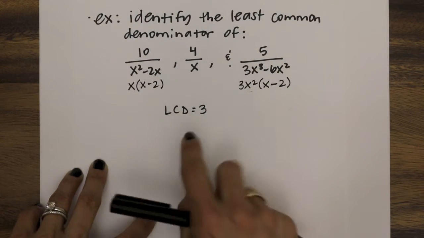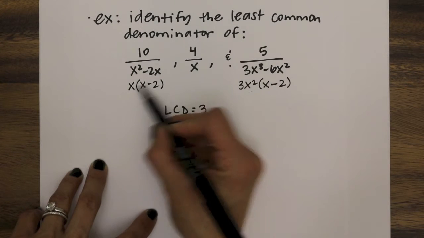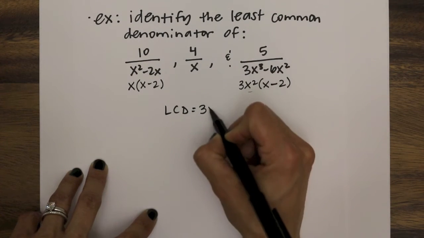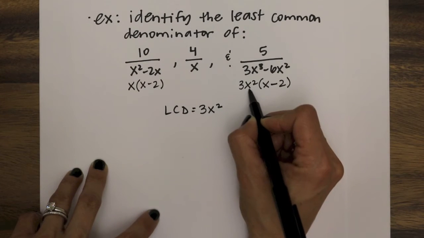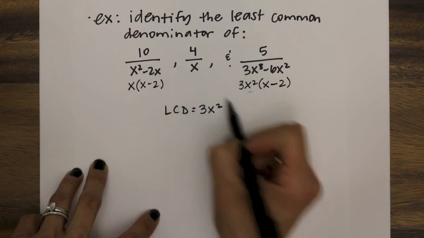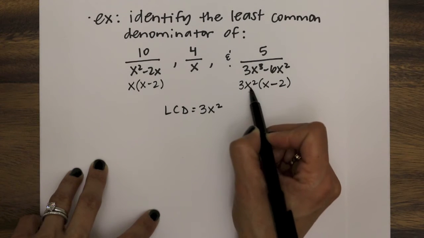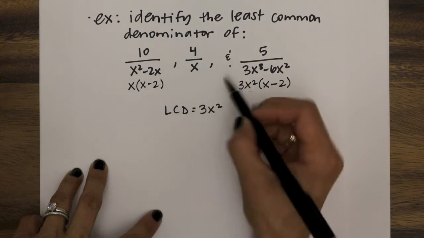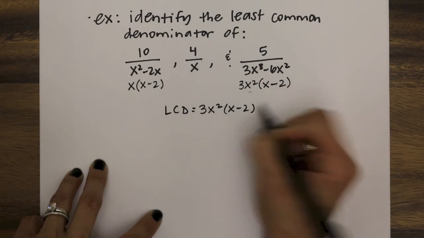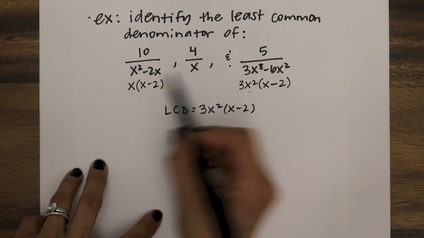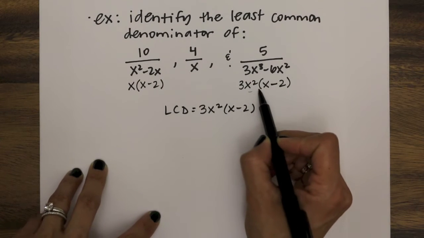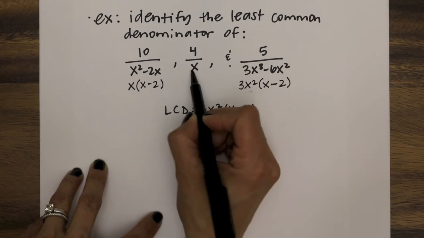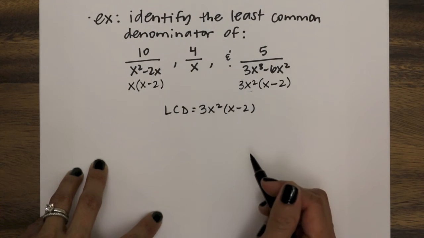So you're identifying what you need to include variable-wise that all 3 will fit into. So we have to include the x squared, because if you just included x, this term wouldn't fit into it. And then finally, you have a binomial, x minus 2. And so the least common denominator of all 3 of them ends up being the one on the right, because 3x squared times the quantity x minus 2, every denominator will fit into that expression.